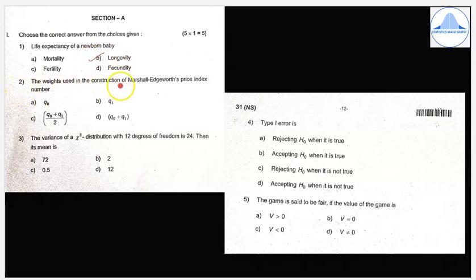Second, the weights used in the construction of Marshall Edgeworth's price index number is the arithmetic mean of the quantities of the base year and current year, so (Q0 + Q1) divided by 2.